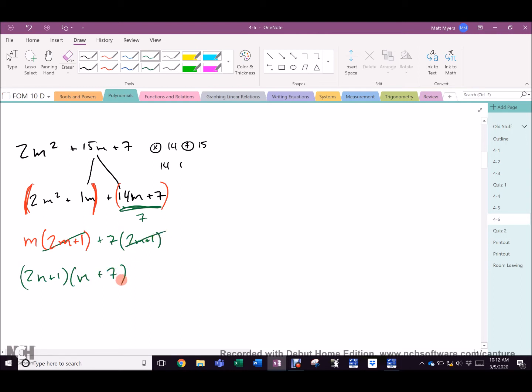This method is called decomposition. It's the way I was taught to factor these. A lot of kids have a lot of trouble with it. That's why I don't show it.